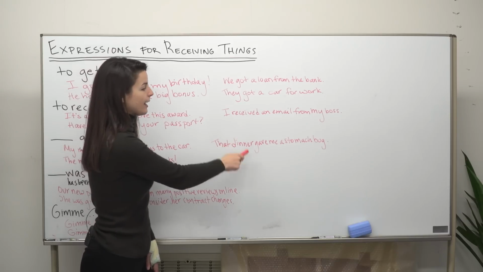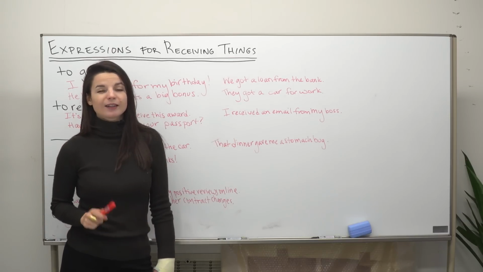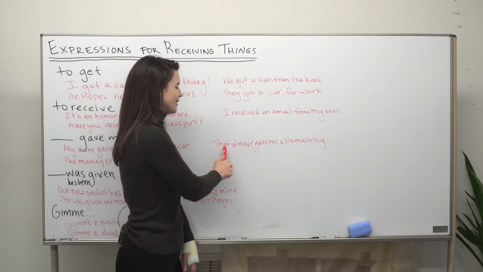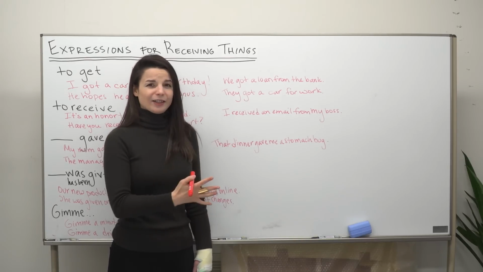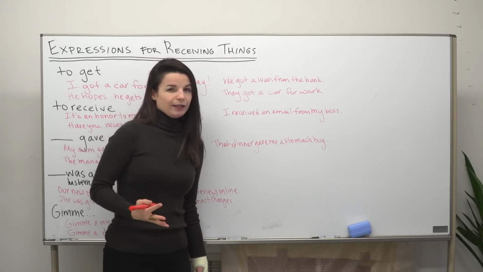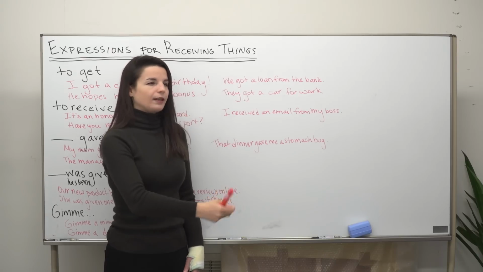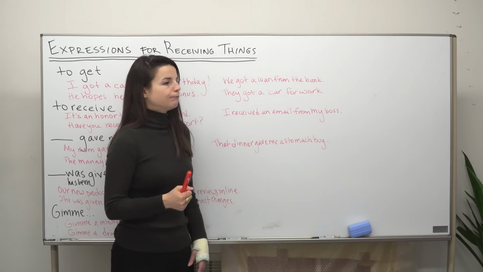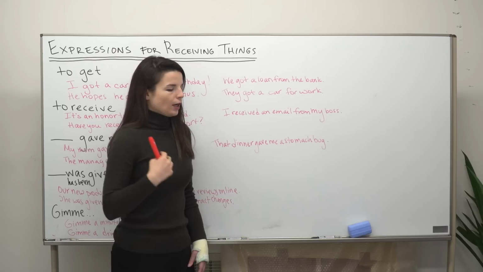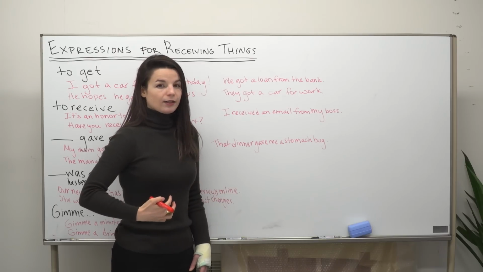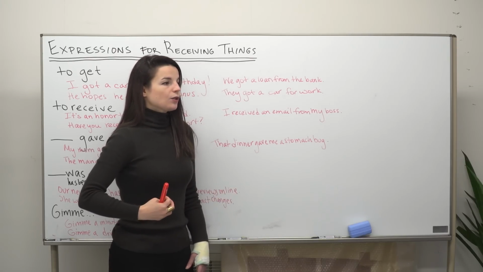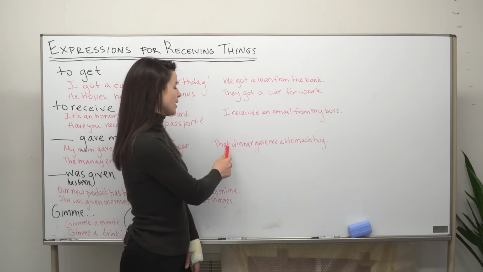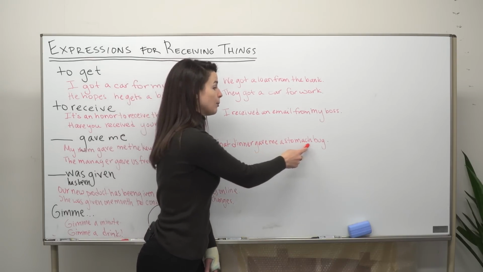That dinner gave me a stomach bug. So here, it's kind of a strange sentence. The subject is that dinner. So a dinner is not a person. How can it give something? We use this expression, gave me, to communicate an exchange, yes, but we can also use it to mean like passing something along. So in this case, that dinner gave me a stomach bug.